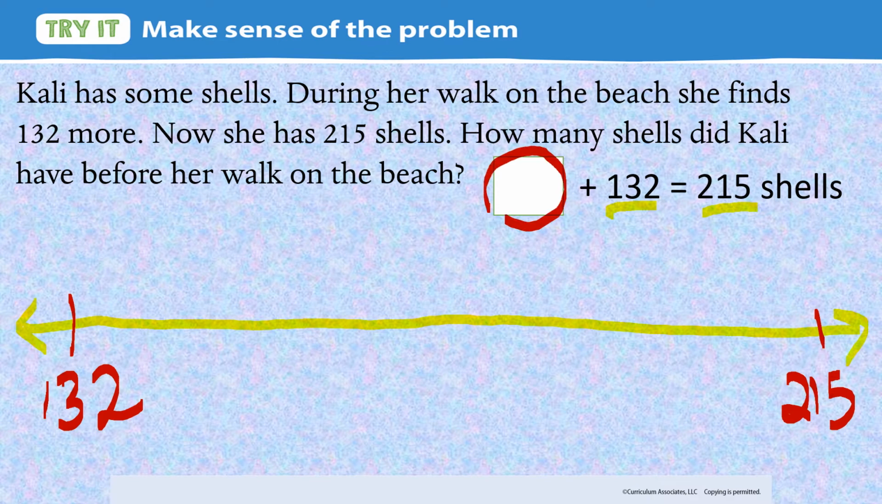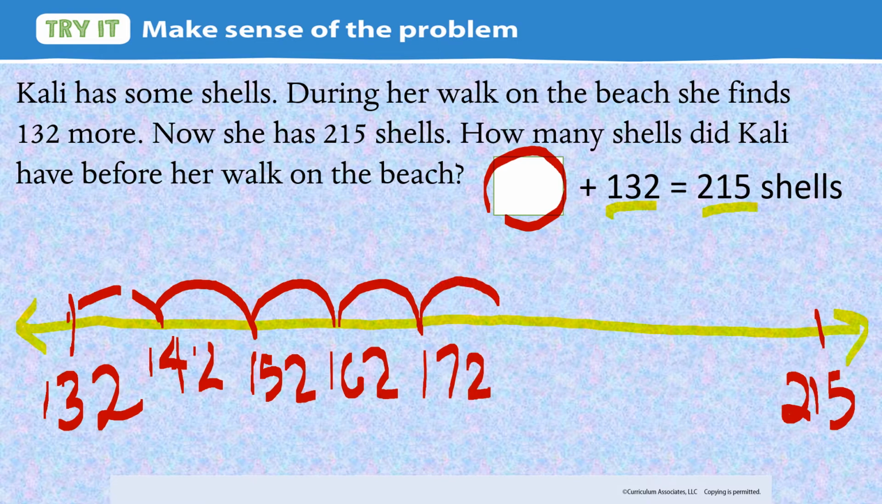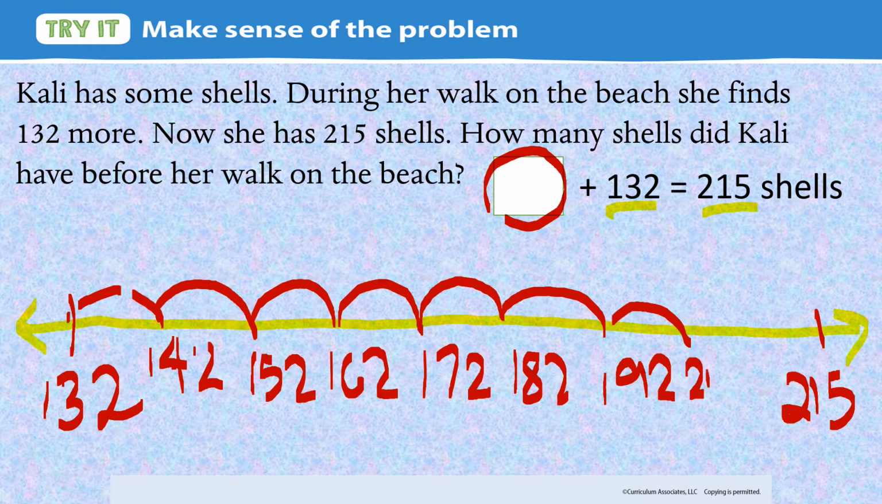So I'm going to start counting by tens. So this would be 142, 152, 162, 172. What's next? 182. 192, 202, 212. Kind of had to squeeze that in there, didn't I?